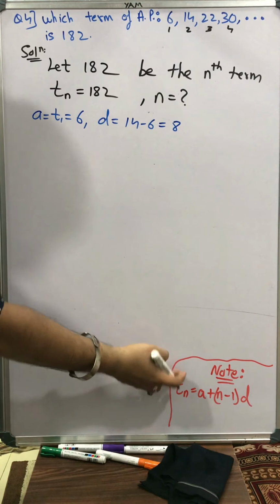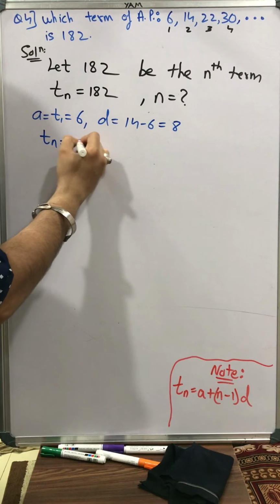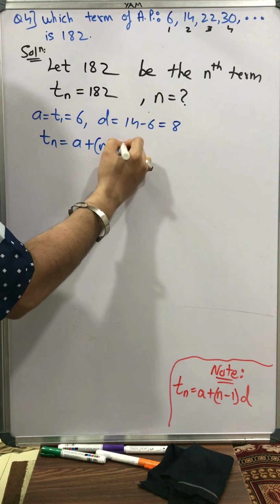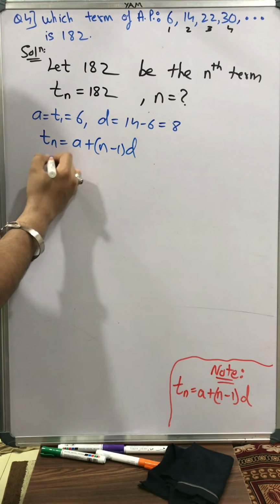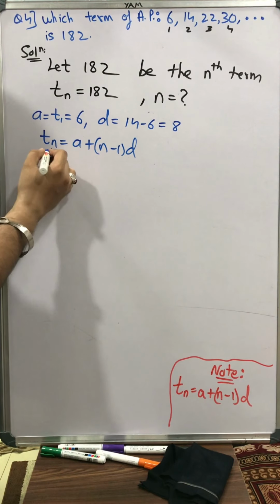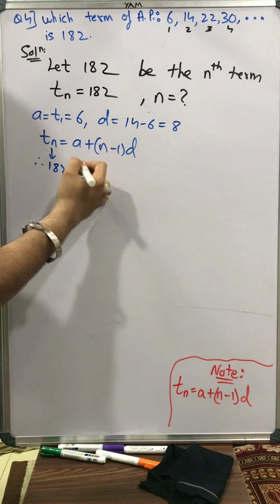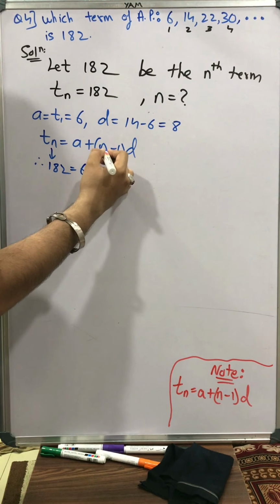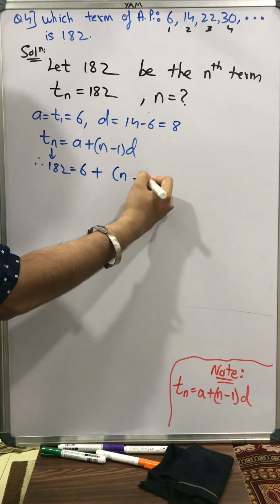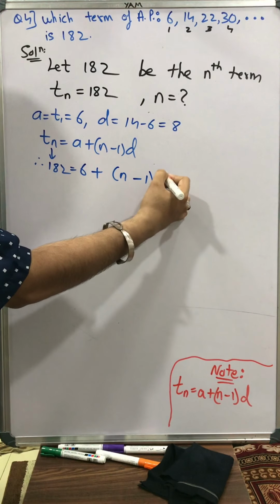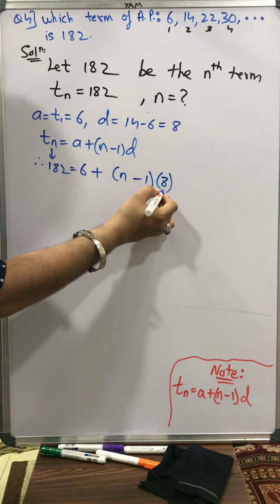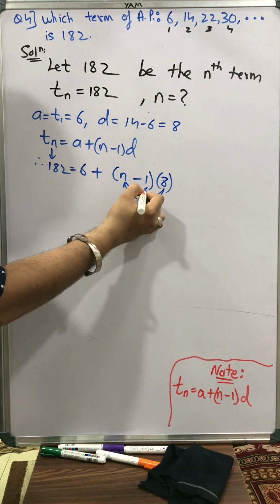Then let's apply the formula. The formula is Tn = A + (n - 1) D. Therefore, the value of Tn, the nth term, is 182. The first term A is 6, plus, I don't know this n, so I'll write it as it is, n minus 1, and the value of D is 8. Now I'll multiply this 8 with n as well as with 1.